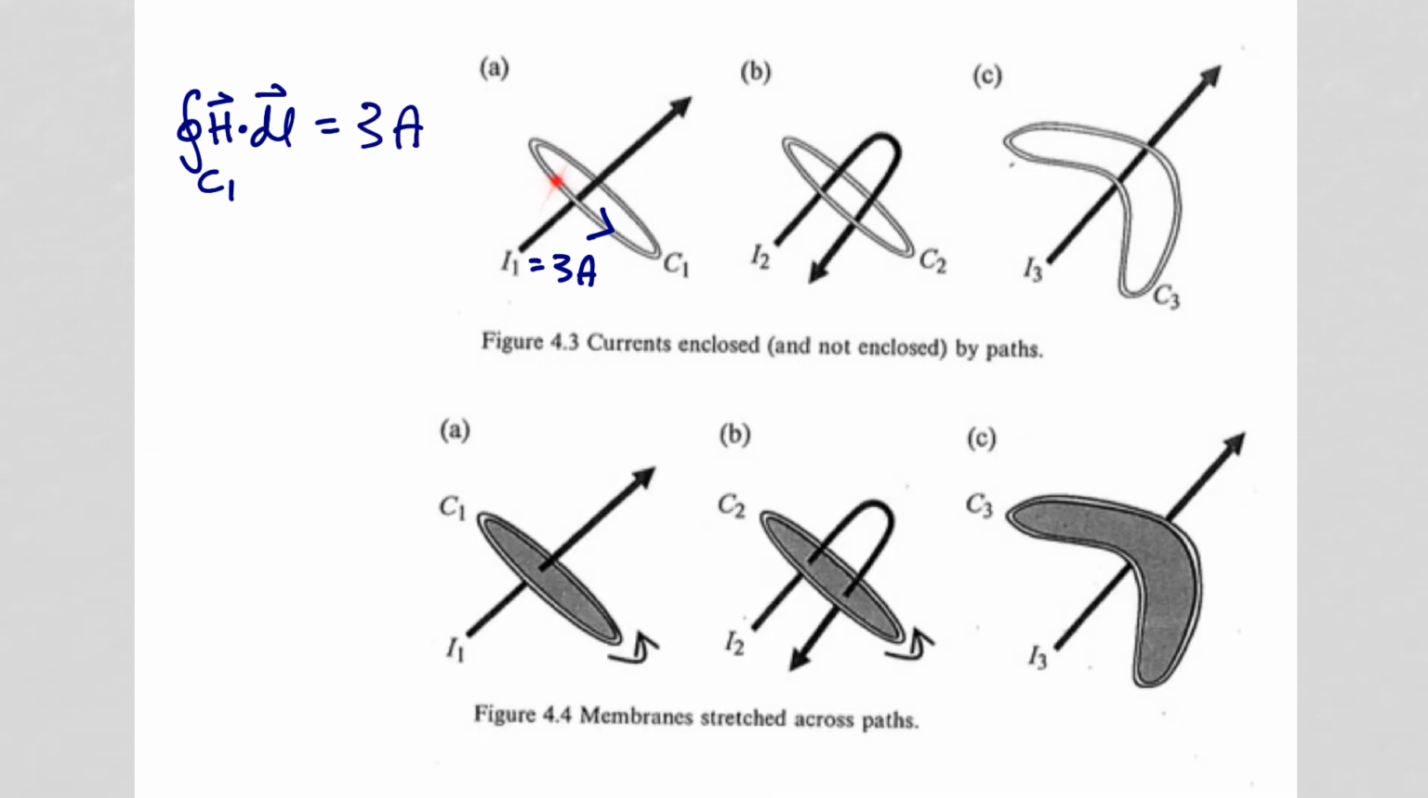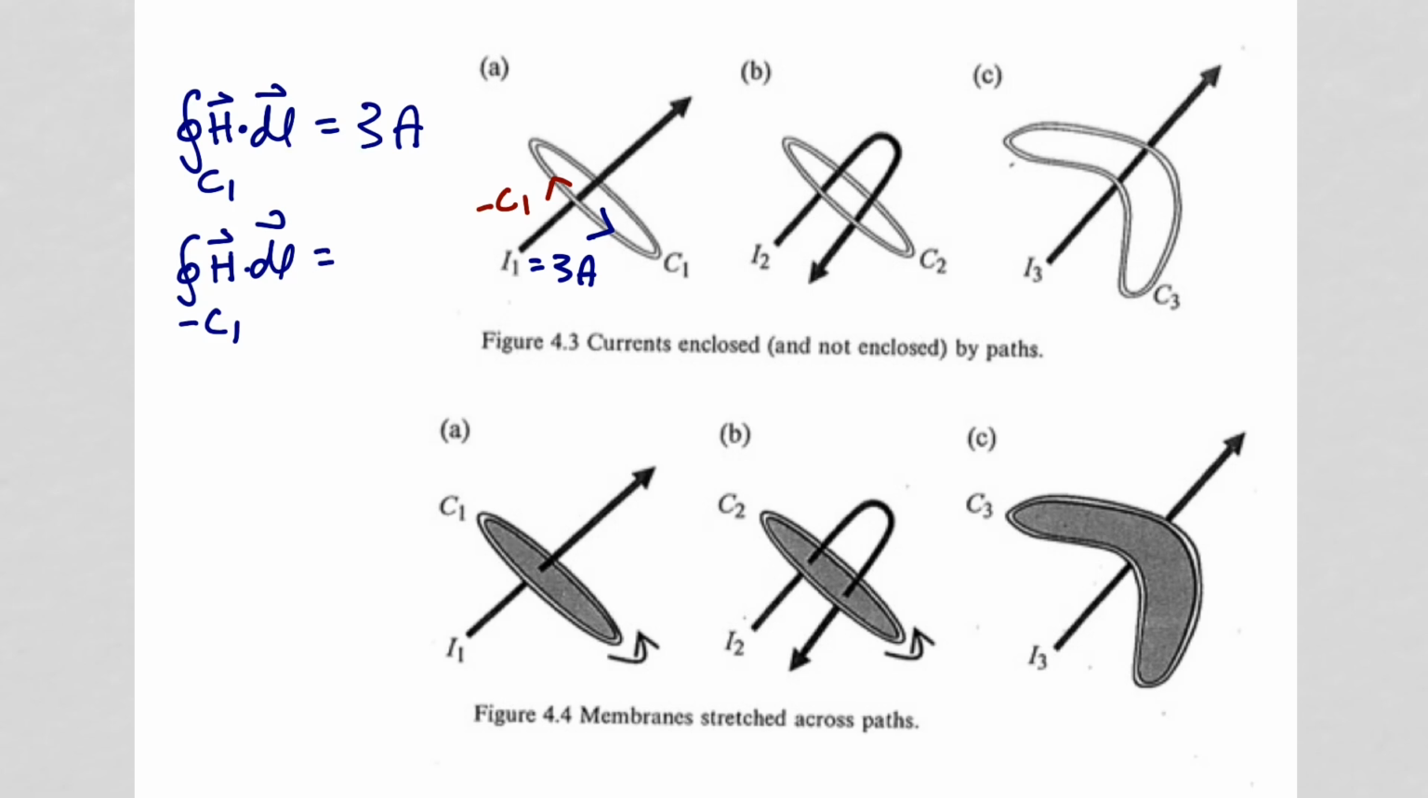Now let's define a path which I'll call minus C1. So we're integrating now around our path C1 in this direction. So in this case, for the integral of h dot dl, you put the fingers of your right hand in the direction of minus C1. So your thumb then points down to the lower left along this path. So the integral now will equal minus 3 amps.